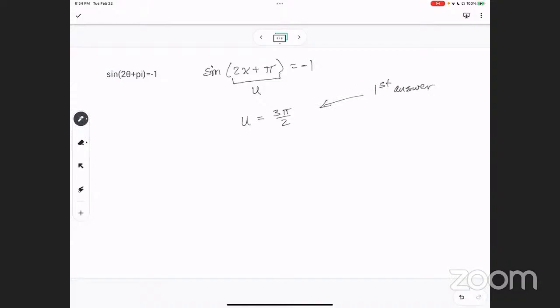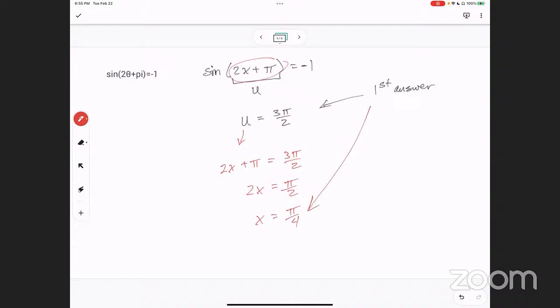And then we're going to figure out the question that you asked. How do I know the other thing that I had? So now let's substitute this in for u. So u is really 2x plus pi equals 3 pi over 2. So now let's solve that for x. I'm going to subtract pi from both sides. So that's subtracting 2 pi. So that's pi over 2, right? And then I'm going to divide both sides by 2. So that's pi over 4. So that's my first answer, pi over 4, right?